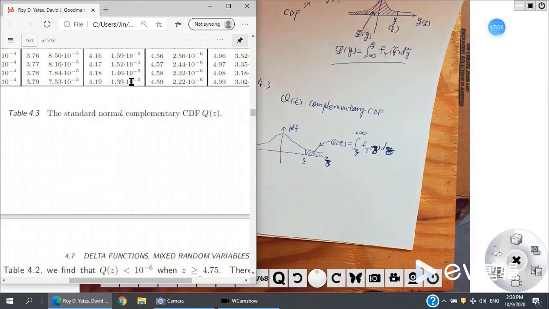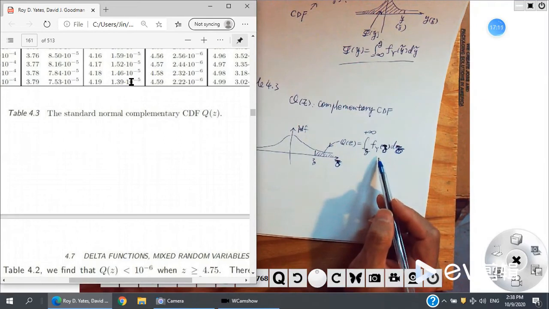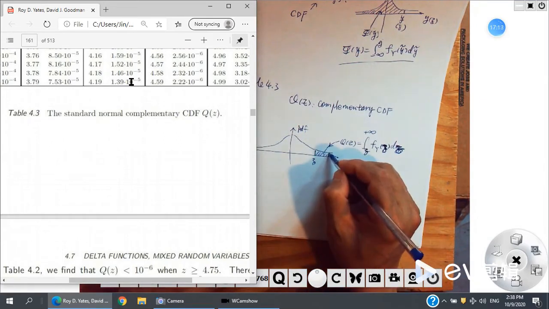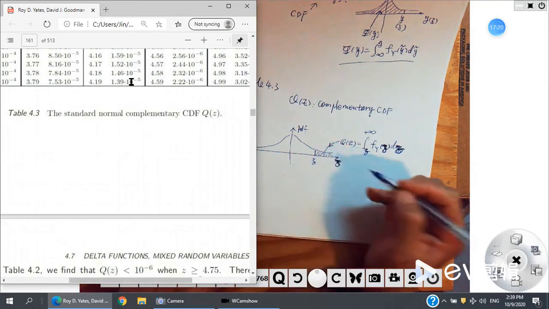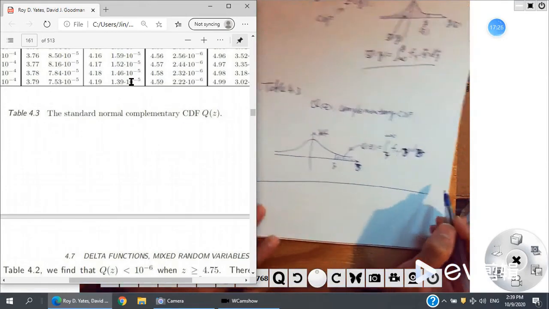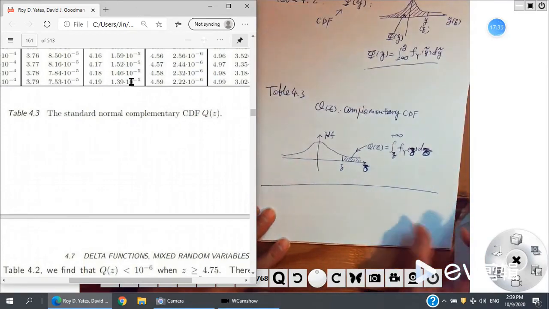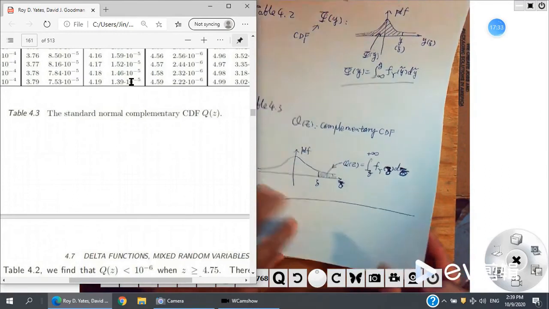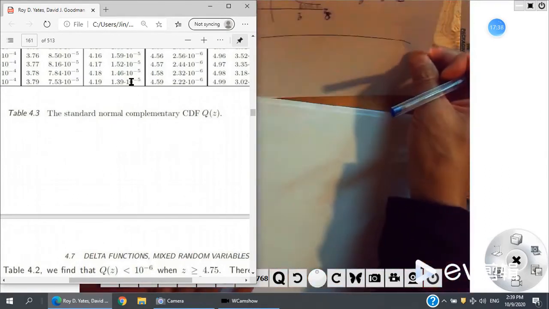Okay, so we have two tables. Now how to calculate? I use an example to explain it.